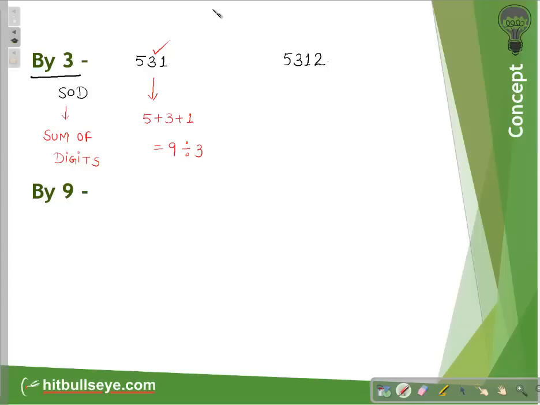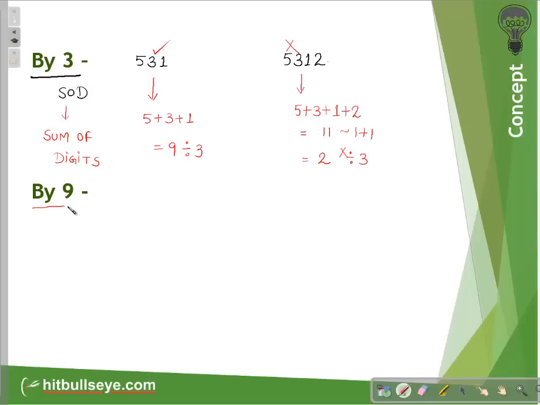Now I'll move to the next example, which is 5312. Once again I'll check SOD for that, which is 5 plus 3 plus 1 plus 2, which is 11. Once again I'll take SOD of 11, which is 2 in this case. Now as you can see, this 2 is not divisible by 3. That's why my number 5312 is not divisible by 3.